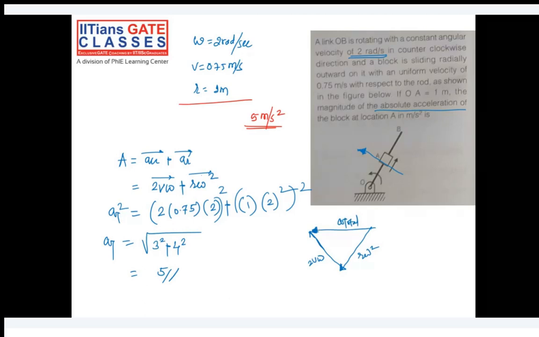Yeah, so this kind of question you can expect, not just to calculate the Coriolis component, but also to calculate the total acceleration. This type of question has been asked a couple of times if you see the previous papers. So you should not lose the marks on this. It is very easy.